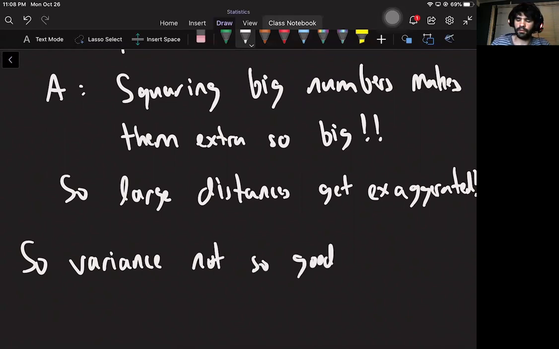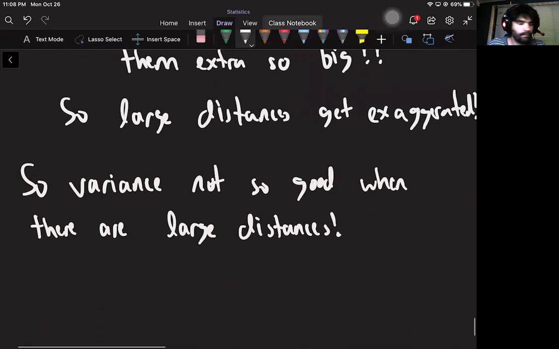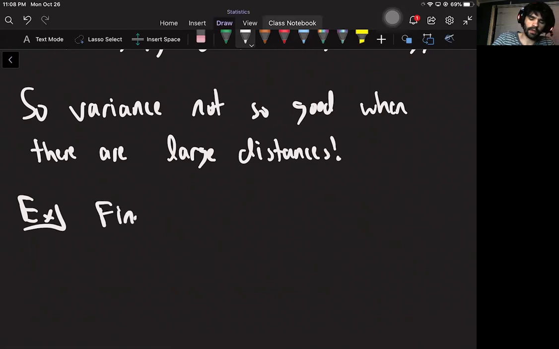So we have to do something to fix this. But it won't be so bad. Okay, so variance is not so good when there are large distances. All right, let's do one more example where it's much better because there's less spread, and we already did this example earlier actually with absolute mean deviation.